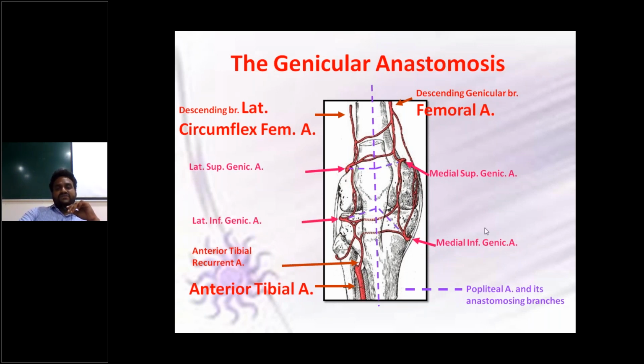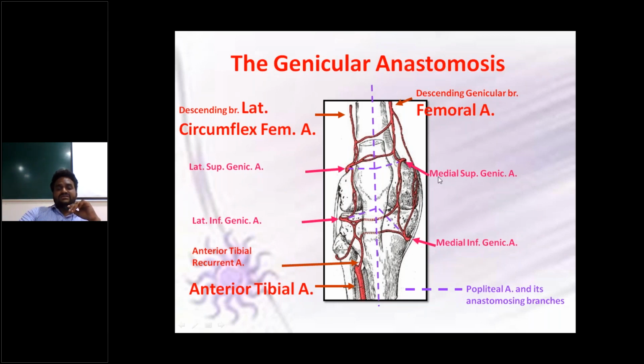Fourth one, lateral inferior genicular artery. And the fifth one that we can see at the posterior part of the knee joint, that is the middle genicular artery. So there are totally 5 genicular arteries: 2 medial, 2 lateral and 1 middle.